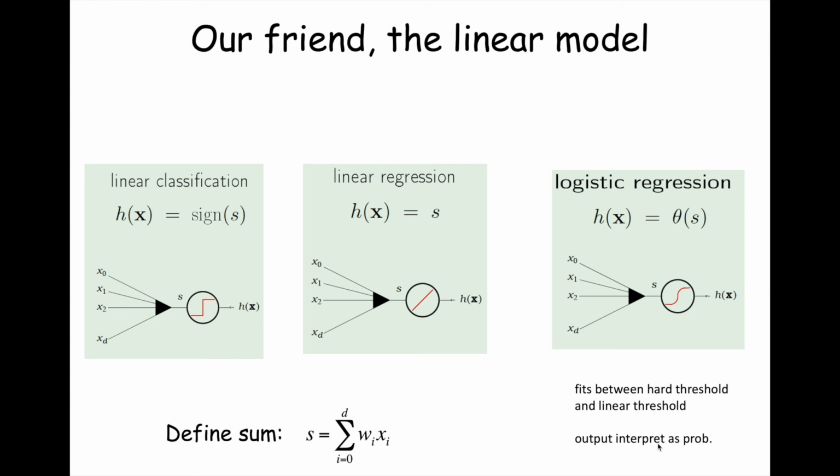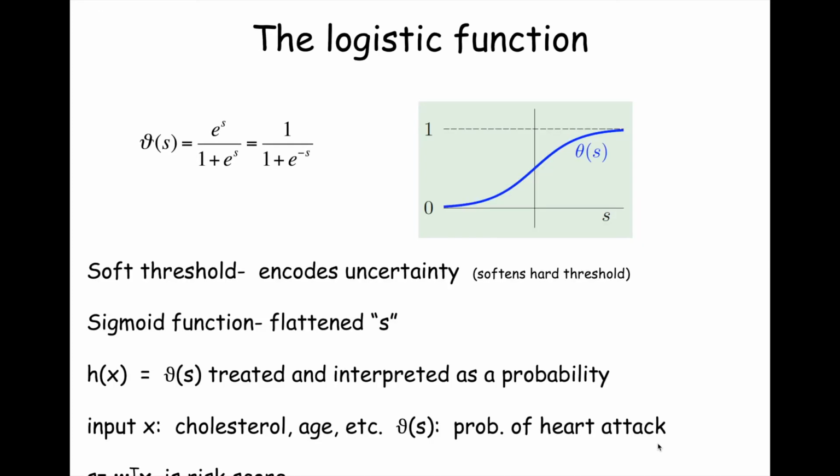Does that make sense? Okay, so here we have this logistic function, or the sigmoid function, and functionally it looks like this. It's e to the s, where s is the signal, over 1 plus e to the s. If we divide numerator and denominator by e to the s, we get 1 over 1 plus e to the -s, which is the form of the sigmoid or logistic function that you often see in the literature.